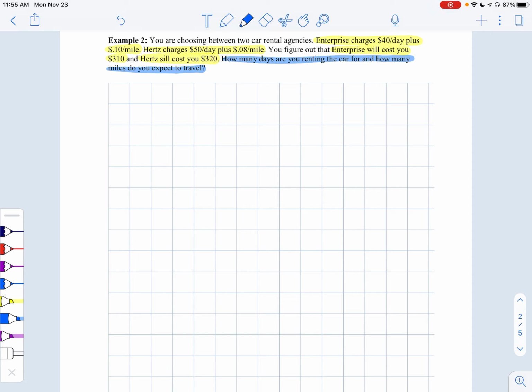Okay. All right, so let's start again by defining our variables. So this time the question it's asking us is how many days are you renting the car for and how many miles do you expect to travel? So we want to define our variables as days that the car is rented and miles that are driven. Okay, whatever the question is, that's going to be how you define your variables. So I'm going to let x equal days rented and y equal miles driven.